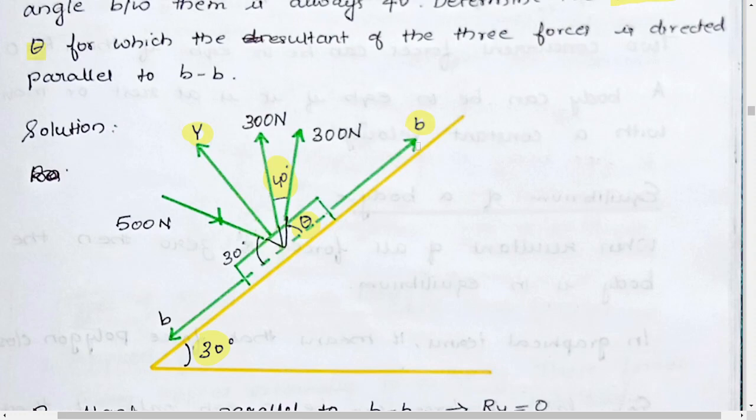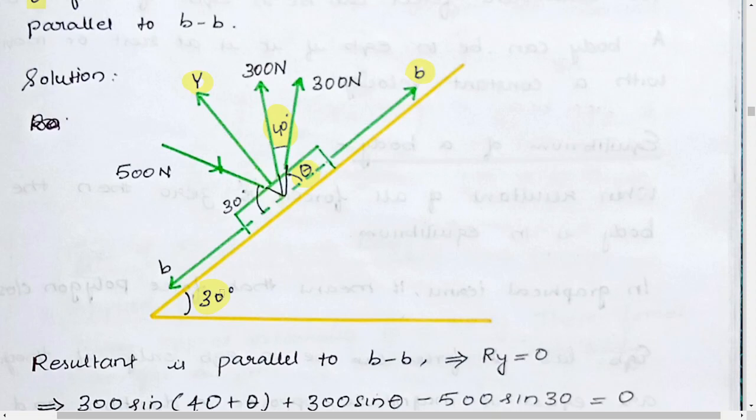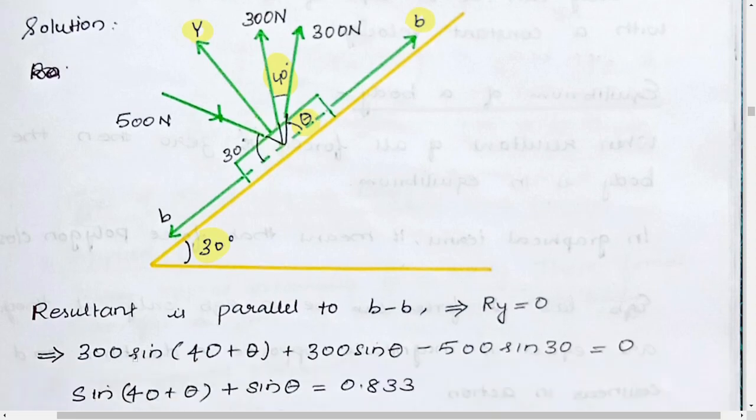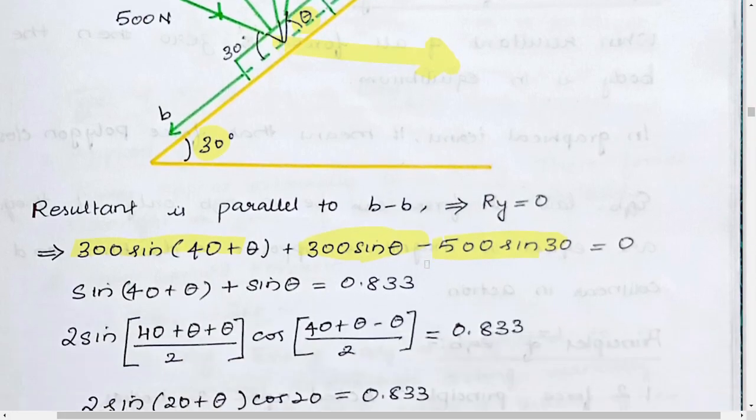So everything here will be on the horizontal axis, so the resultant on the y-axis, or the sum of the vertical forces, should be 0. If we resolve these forces, we have 300 sin(40 plus theta) as one force, then 300 sin theta as another force, then 500 sin 30 taken as minus, and we equate it to 0. 500 sin 30 is equal to 250. 250 divided by 300 is 0.833. Now we have got this much.